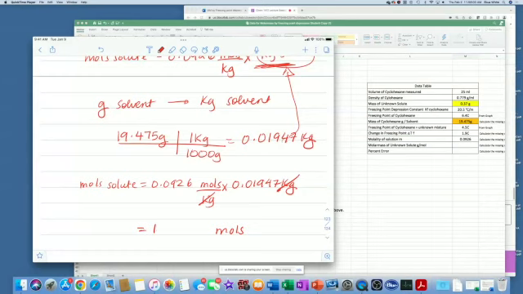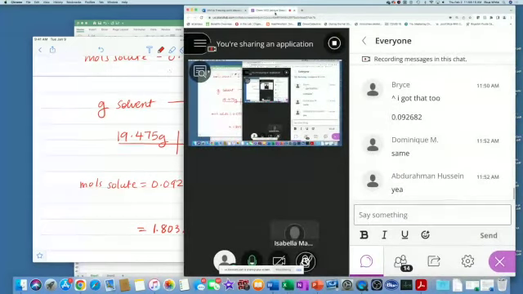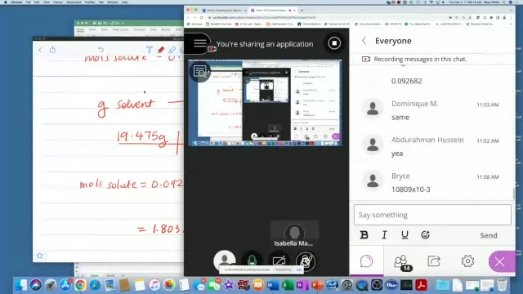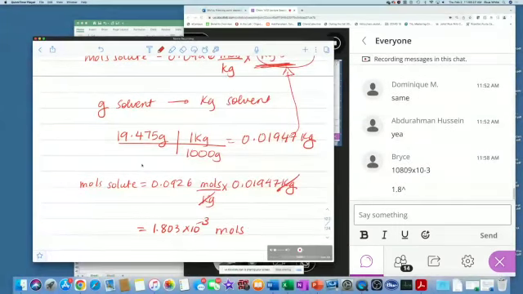Okay. Getting a very small number. It's written scientifically on my calculator: 1.803 times 10 to the power negative 3. Does anybody else get that? Is there a point there somewhere, Bryce? Like between 1 and 0? Okay. Yeah. That's what I get.